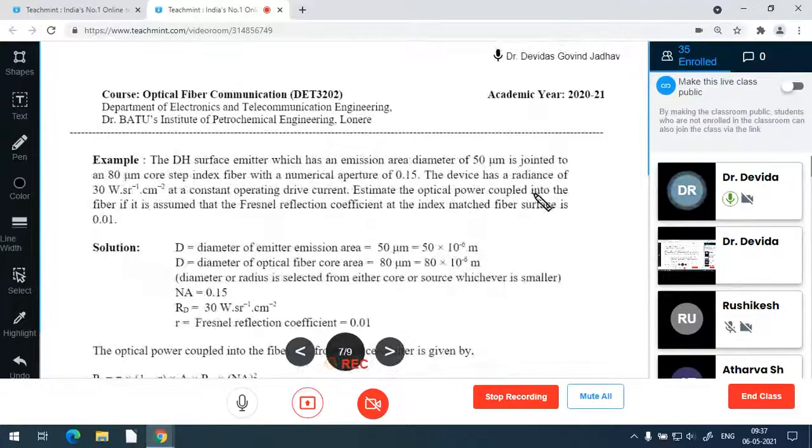So the next problem is a double heterojunction surface emitter which has an emission area diameter of 50 micrometer. This is joined to an 80 micrometer core step index fiber. So the diameter of the optical fiber core is 80 micrometer, with numerical aperture of fiber 0.15, NA 0.15. The device has radiance 30 watt per steradian per centimeter square. So RD is 30 watt per steradian per centimeter square at a constant operating drive current.